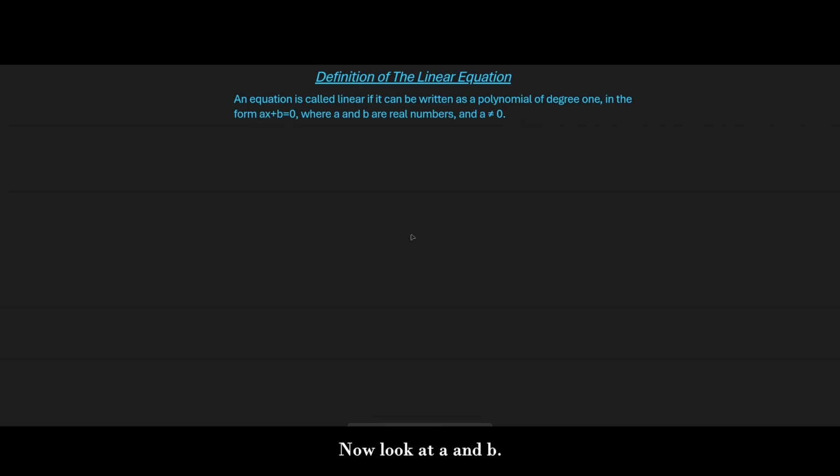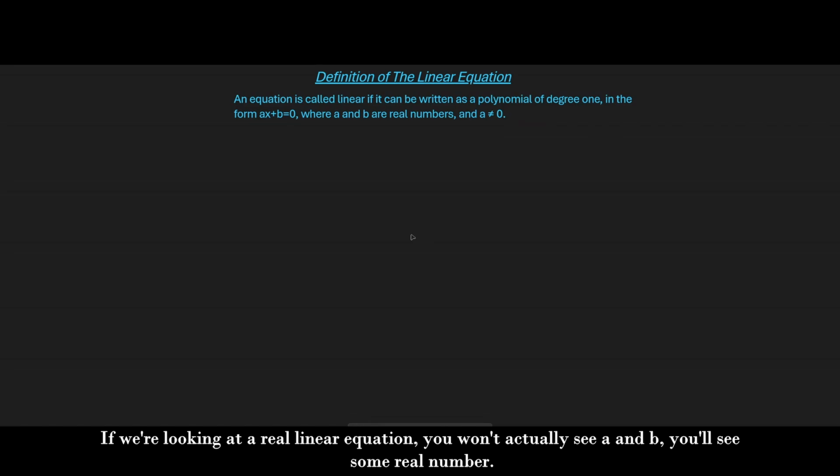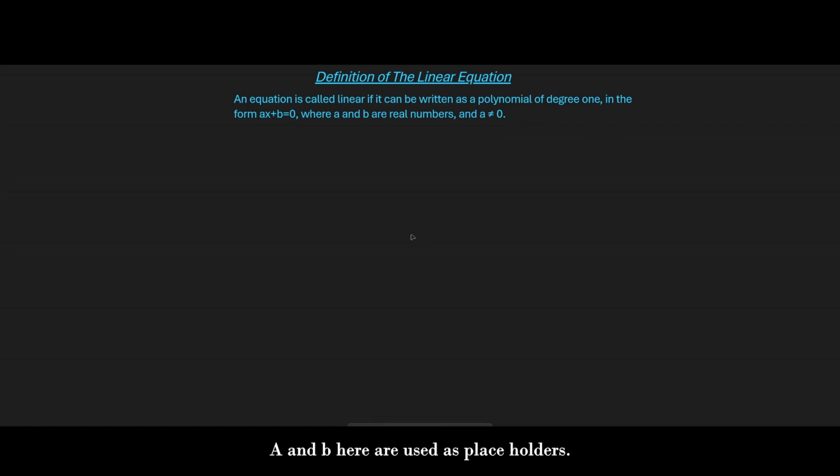Now look at a and b. Those are the real numbers. We know what those numbers are. If we're looking at a real linear equation, you won't actually see an a and a b. You'll see some real number. A and b here are used as placeholders. The a is our coefficient and b is our constant.